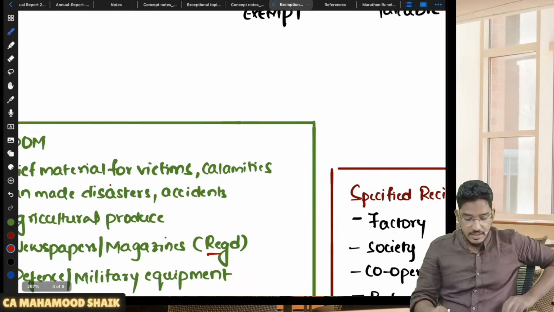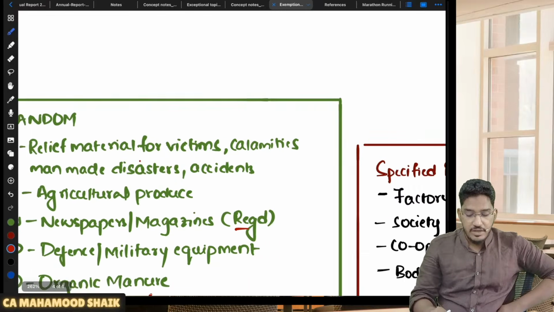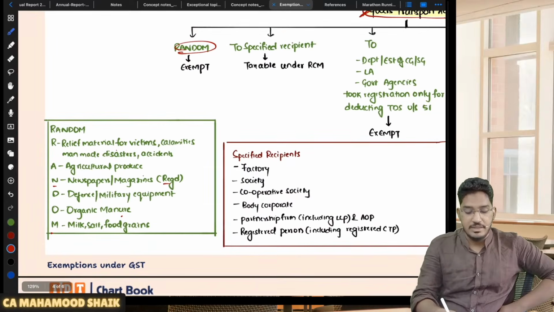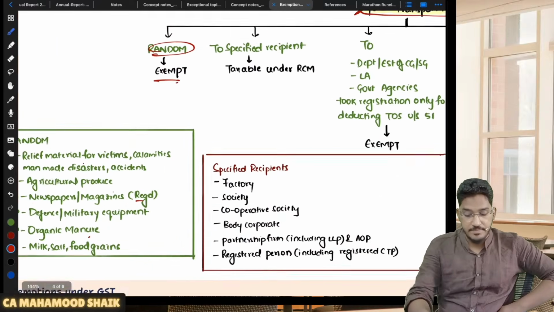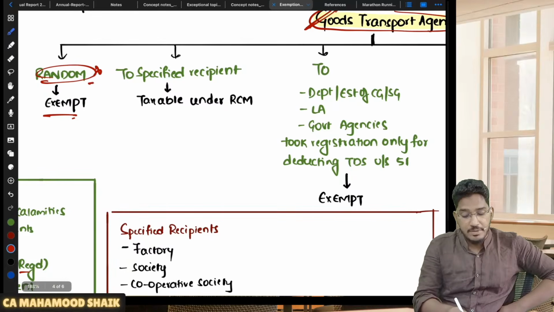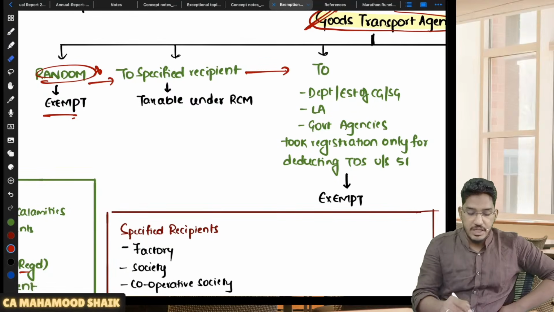So random is common. That list is going to be uniform. If you are transporting the goods through GTA, but the goods are falling under the random category, then exempt. No one will be liable to pay the amount of GST. But if you are causing the transportation of goods and they are not falling under the random category, then only you come to the next points.